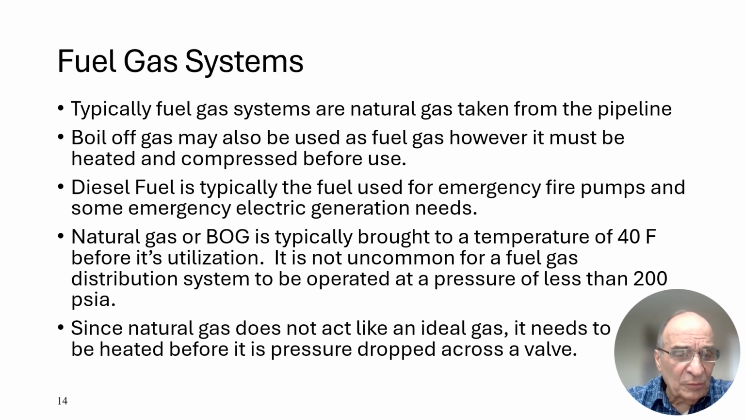Fuel gas or BOG is typically brought to a temperature of 40 degrees Fahrenheit before its utilization. That means that if it's at a much colder temperature, it needs to be heated. It is not uncommon for fuel gas distribution systems to be operated at a pressure of less than 200 psi absolute. Since natural gas does not act like an ideal gas, it needs to be heated before it is pressure dropped across a JT valve.